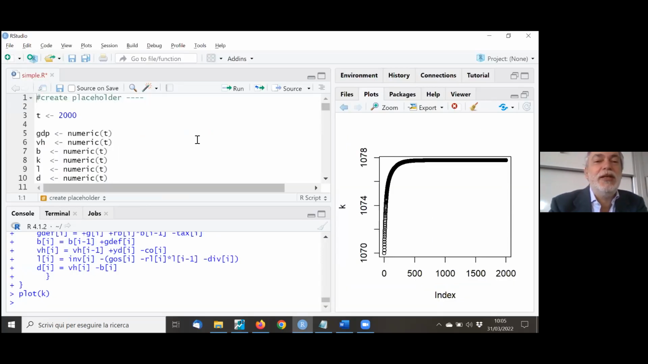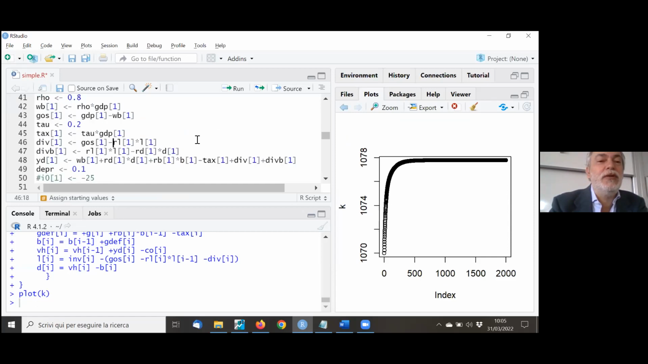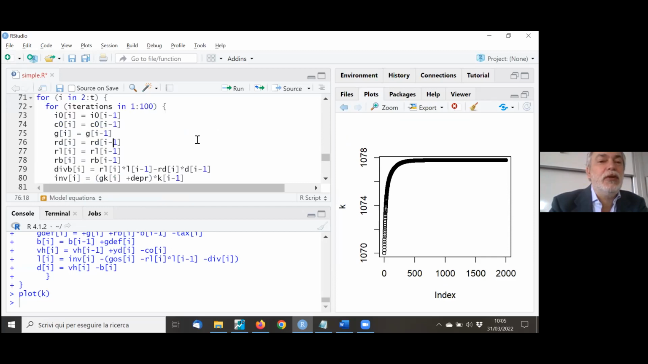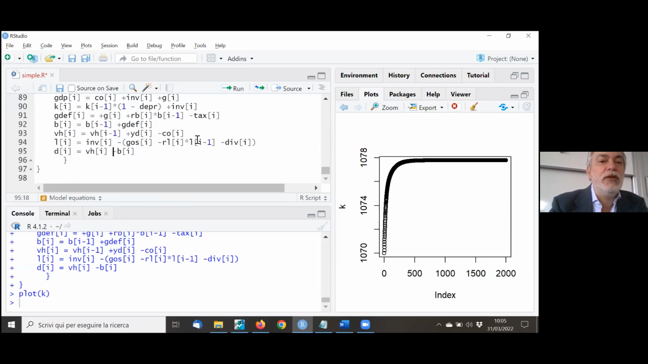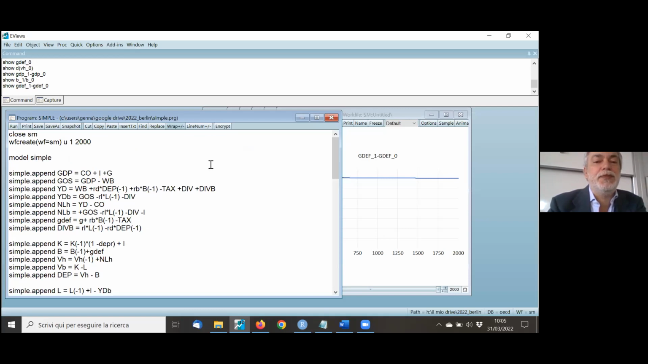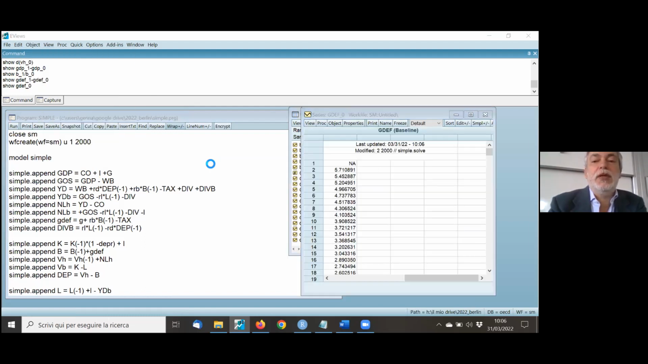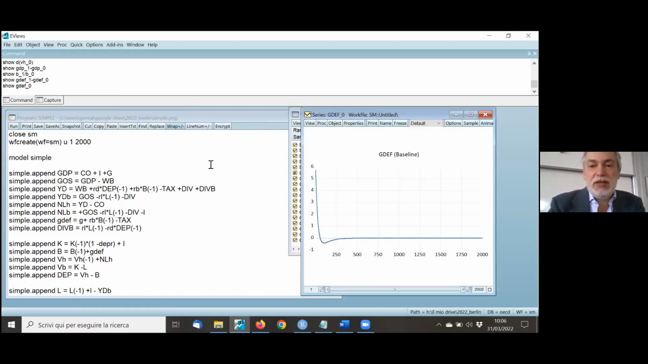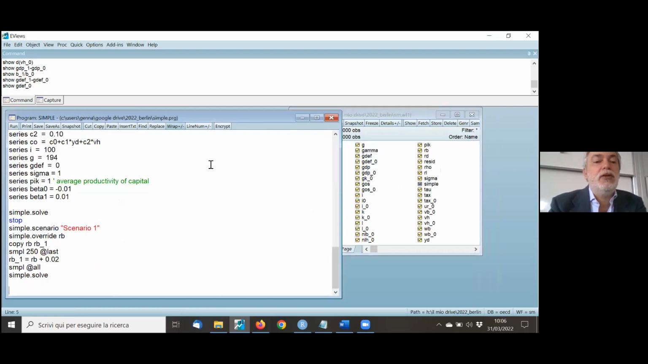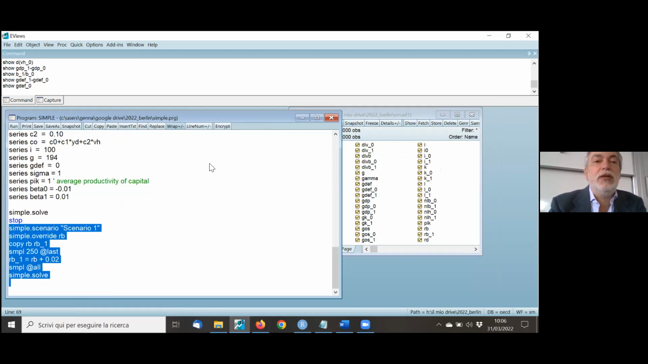Let's check that this was not also in the beginning. So. Yeah. I don't think we have GDEF in here. Yes. But here it was correct. So here we didn't have any problem. So let's redo the baseline. Let's make sure that the baseline is converging. Yeah, it's converging as it was. So let's redo our exercise of increasing the interest rate.